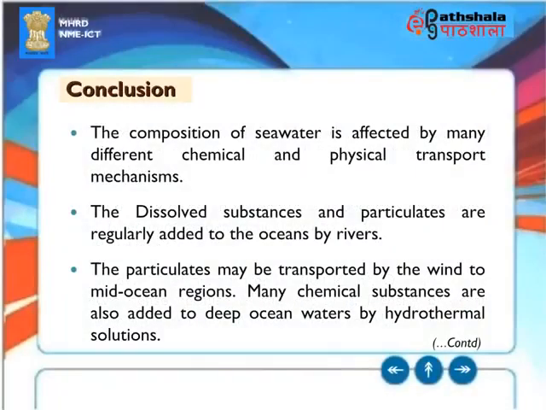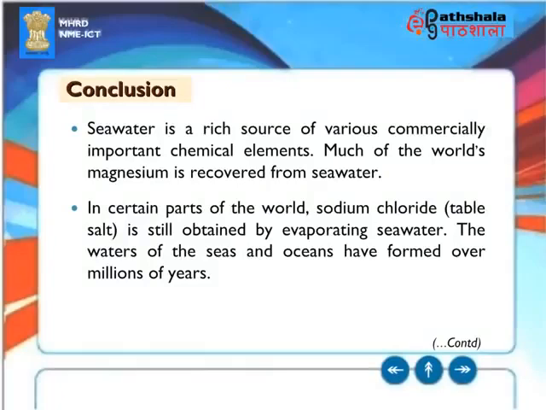Conclusion. The composition of seawater is affected by many different chemical and physical transport mechanisms. The dissolved substances and particulates are regularly added to the oceans by rivers. The particulates may be transported by the wind to mid-ocean regions. Many chemical substances are also added to deep ocean waters by hydrothermal solutions. Seawater is a rich source of various commercially important chemical elements. Much of the world's magnesium is recovered from seawater. In certain parts of the world, sodium chloride, table salt, is still obtained by evaporating seawater.